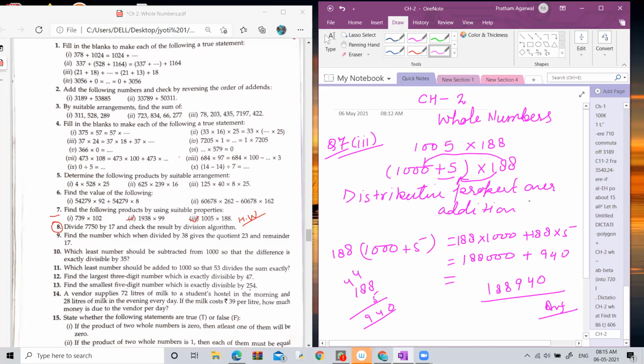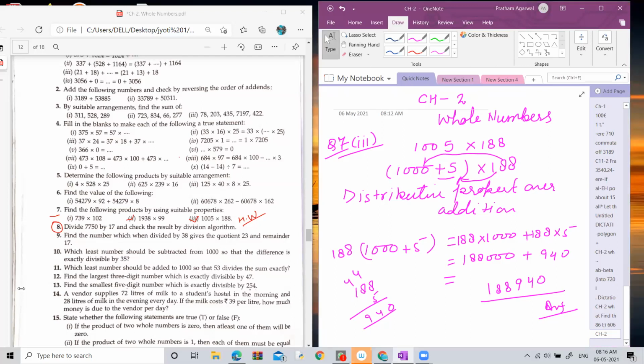By using the distributive property over addition, you can simplify it. So this property you have to apply here to find the product of these two numbers. I hope it is clear. Adyan, if it is clear, please show the thumb.